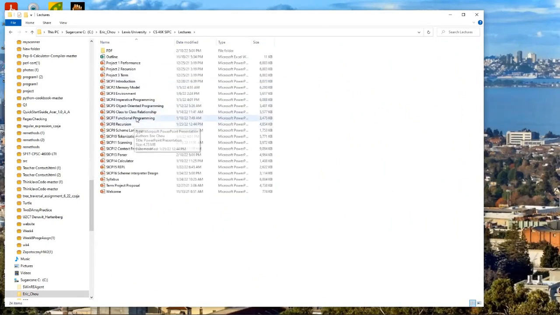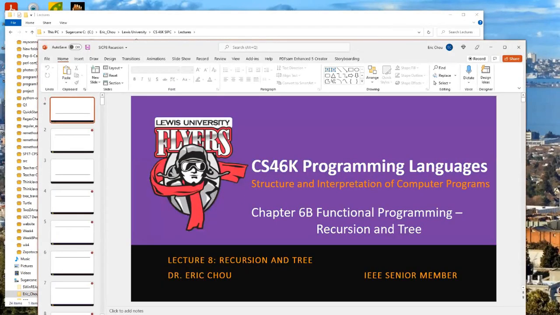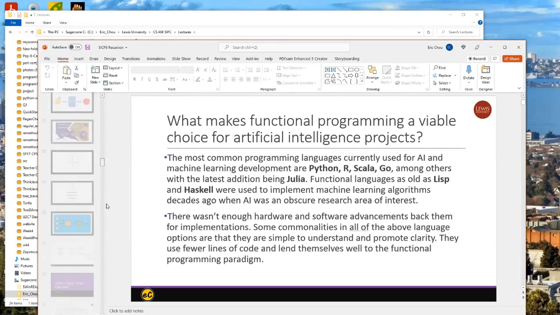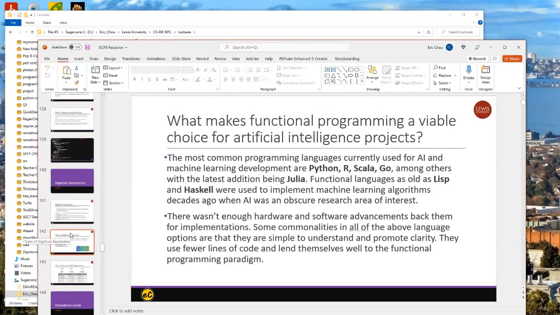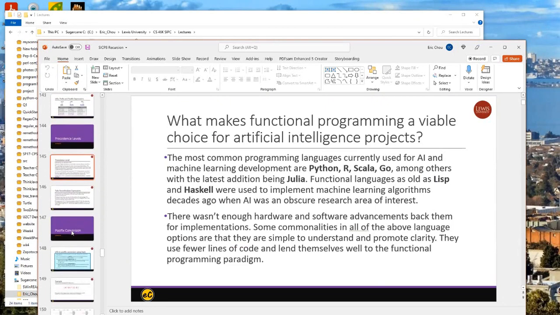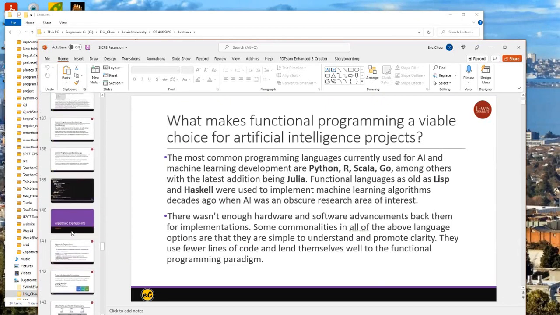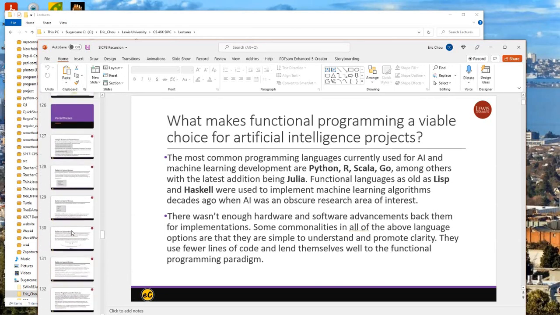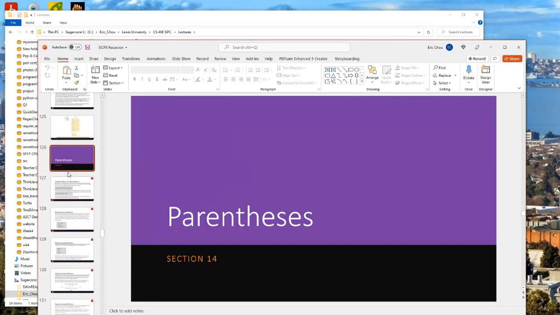So in this one called week 8, recursion and tree, here at the last portion, we do have a tree, the whole video for tree. Okay, the whole video for tree right here.